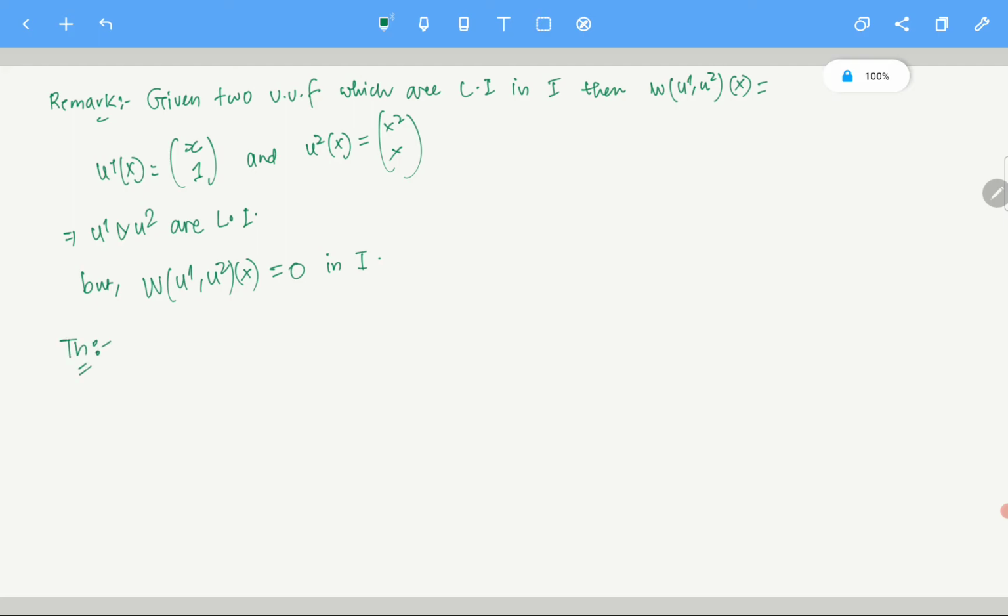So what does the theorem say? The theorem says that if u1, u2, un of x, okay, all of these functions are functions of x. I am not writing all that, but let me write it, otherwise some of you may get confused. Are linearly independent solutions.